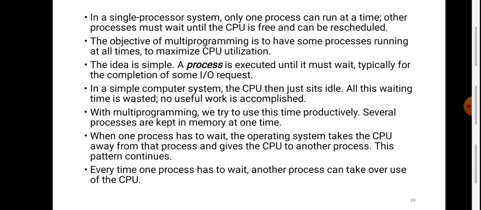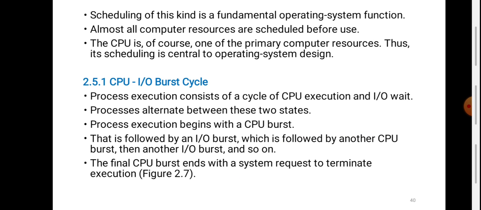Okay, then scheduling of this kind of operating system function is a scheduling process. Scheduling of this kind is a fundamental operating system function. This is a main basic function of an operating system. Okay, so almost all computer resources are scheduled before they are used.